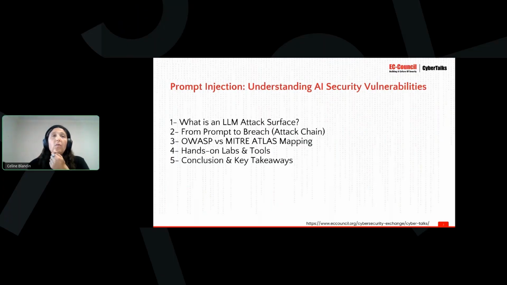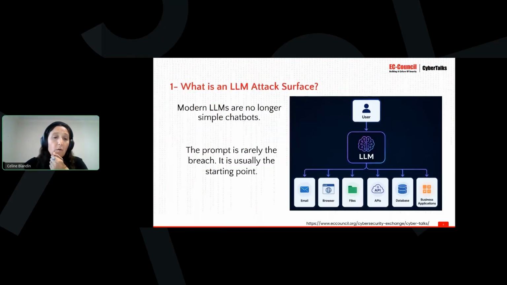So first of all, what is the LLM attack surface? Well, we all know that an LLM is no longer just a simple chatbot. It's connected to pretty much everything now. Usually an AI can have access to email. They have browser capabilities. They can access files or APIs, and databases, of course. The main thing is that the breach usually starts with just a simple prompt.